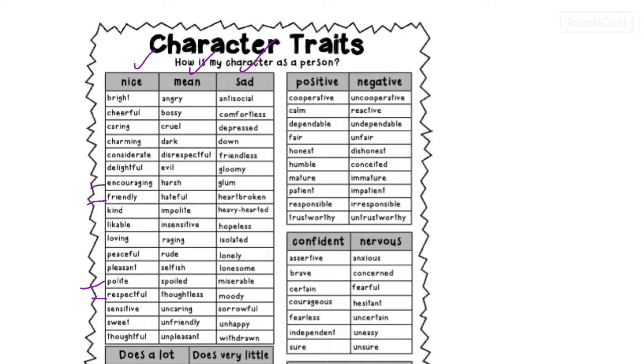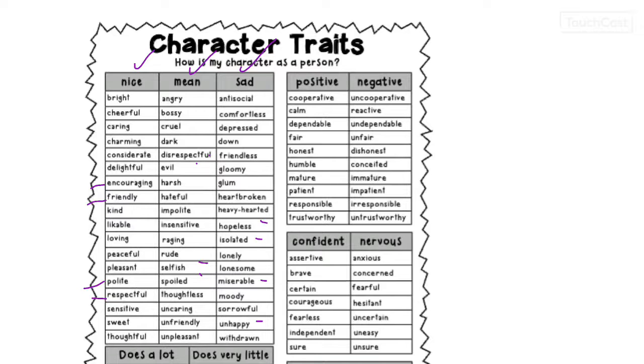Same thing for mean. Instead of saying mean: disrespectful, evil, selfish, spoiled. And the same thing for sad, just using bigger words to describe this character: unhappy, miserable, isolated, hopeless. Those are just some examples. They also give you positive words as well as negative words to describe a character, and they're just the opposite of each other. So you have cooperative or uncooperative, calm or reactive, mature or immature, responsible, irresponsible.